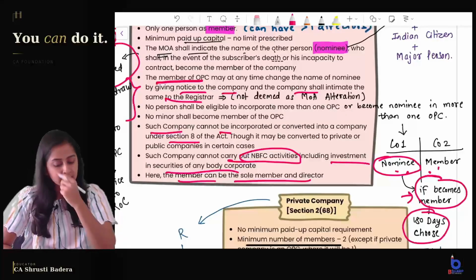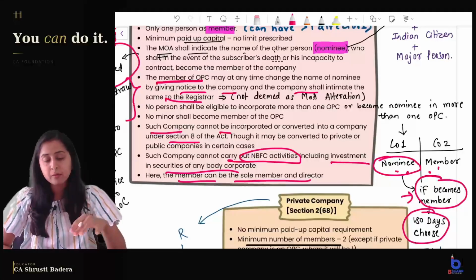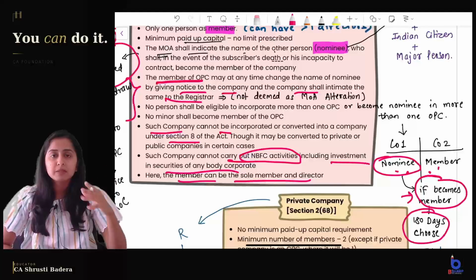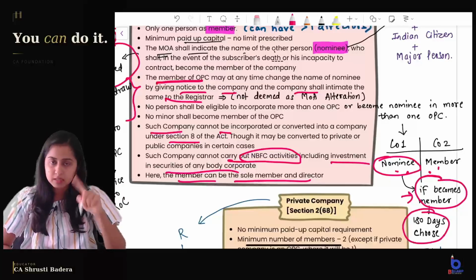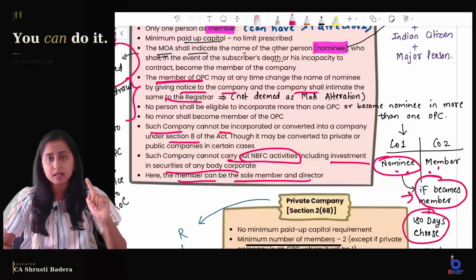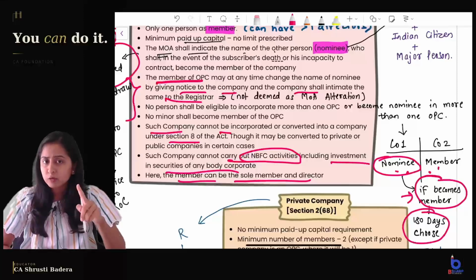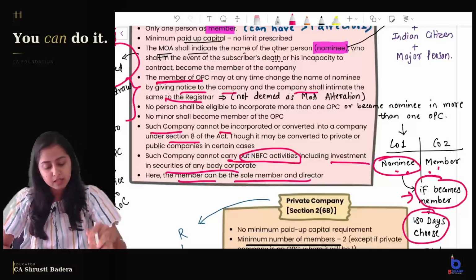In this last line it says that the member can be the sole member and director also. So an OPC can have the same person as member as well as director. And should it compulsorily have one director only? No, that is not the case. It can have more than one director.